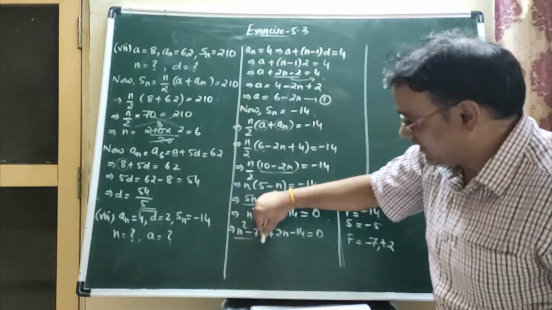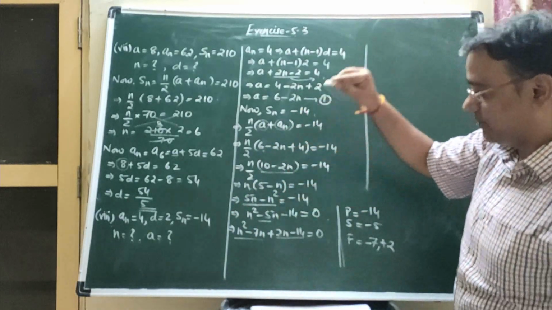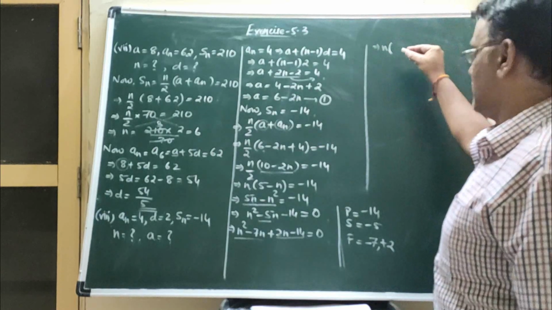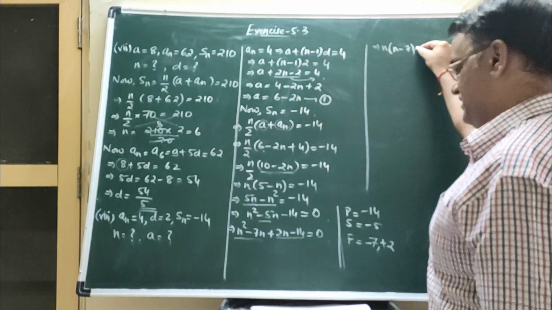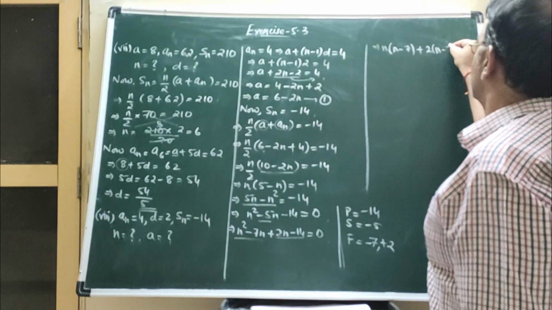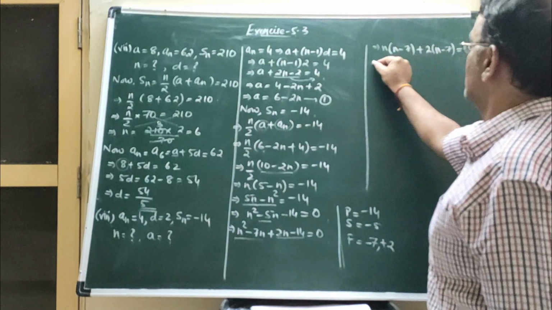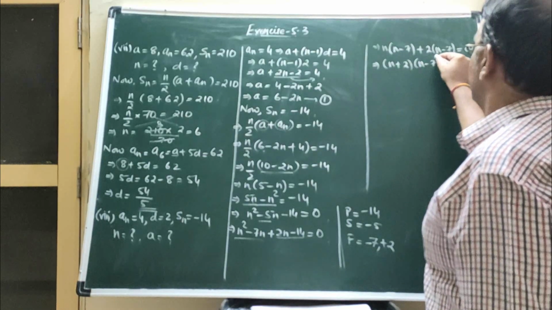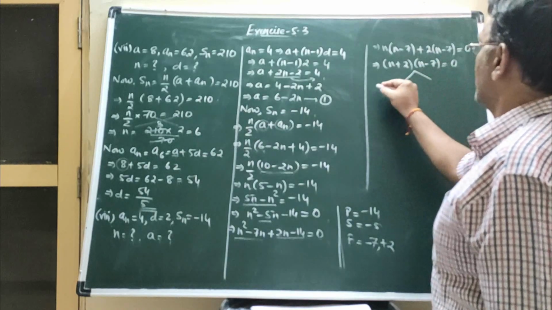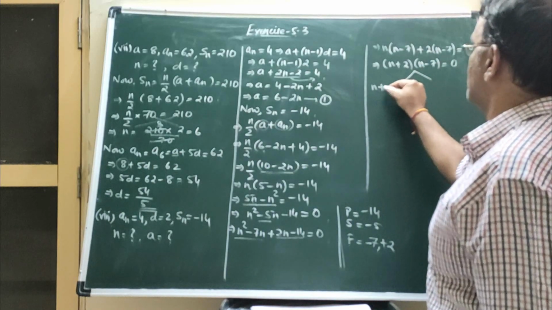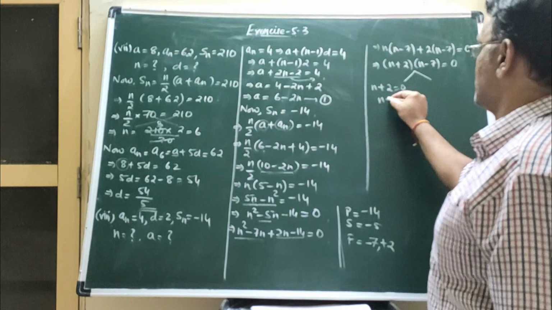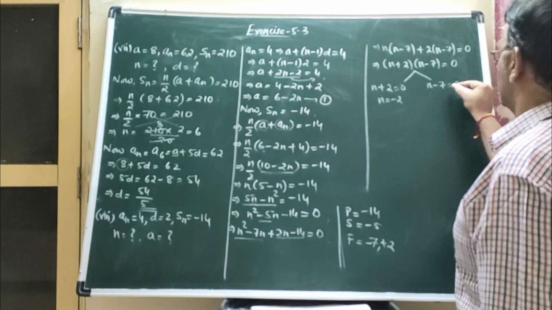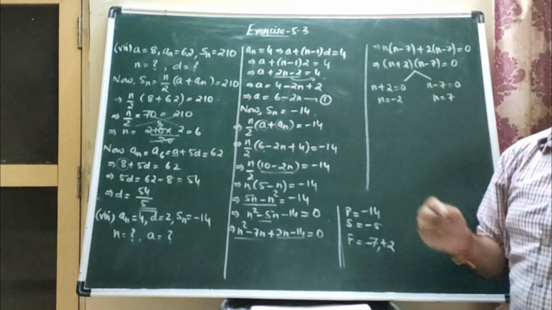So इन दोनों में n कॉमन है और इन दोनों में 2 कॉमन है. So we'll get n into n minus 7 plus 2 into n minus 7 is equals to 0. So final factors n plus 2, n minus 7 is equals to 0. So we are getting two factors, n plus 2 is equals to 0, n is equals to minus 2, and the second one is n minus 7 is equals to 0, that is n is equals to 7.